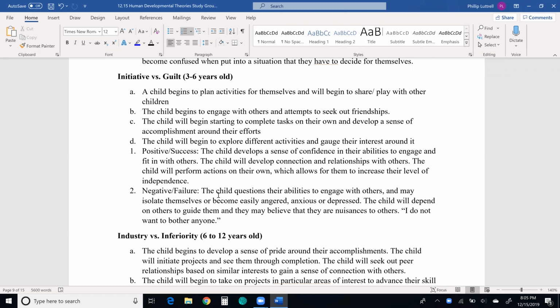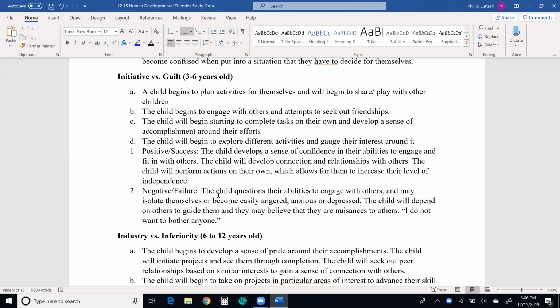And the child will begin to explore different activities, engage their interest around it. So at this age, they're going to be trying a ton of different things to develop what works for them, what doesn't work for them, and things that don't work, they kind of just shed off. So positive or success in this, the child develops a sense of confidence in their abilities to engage and fit in with other people.